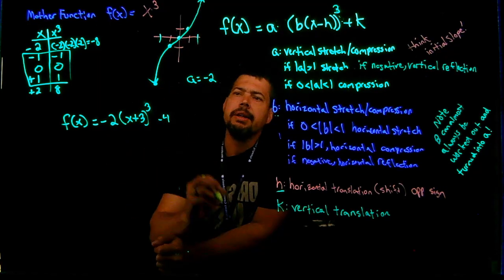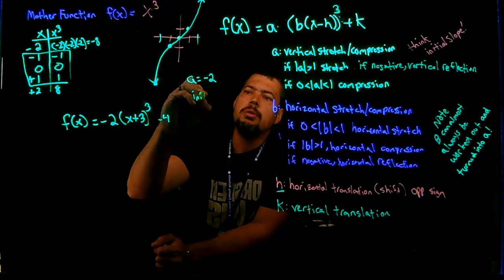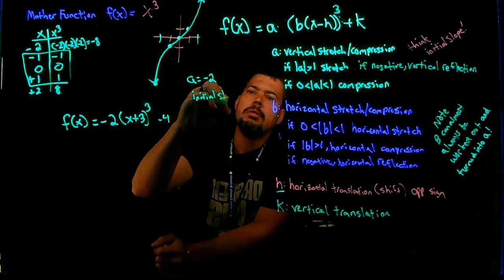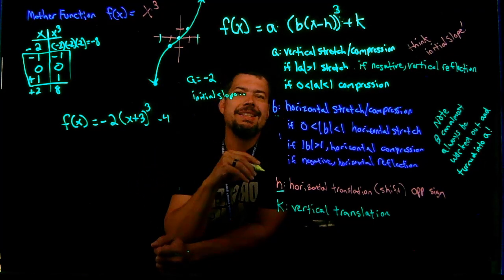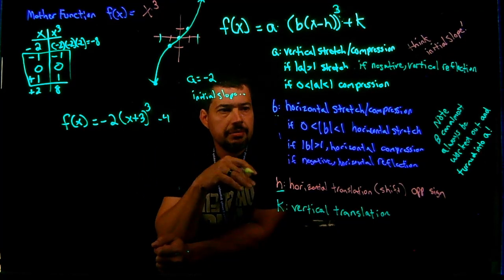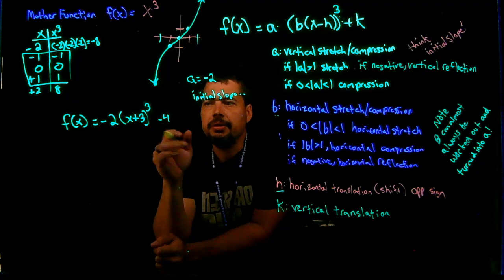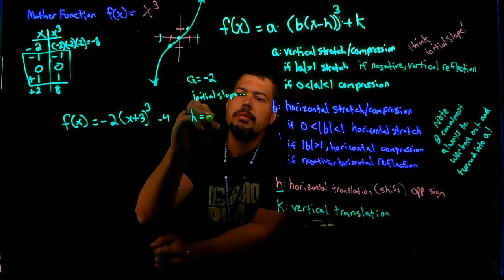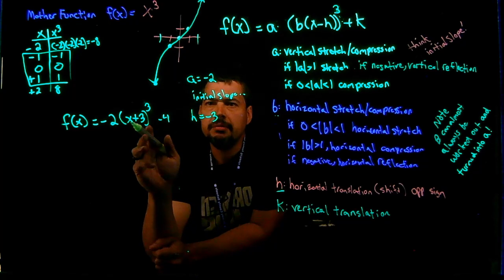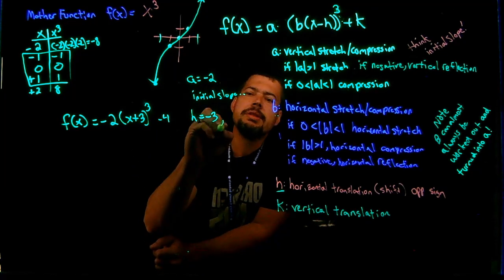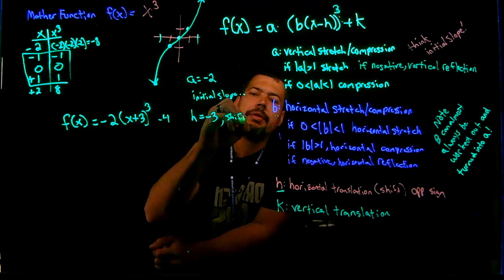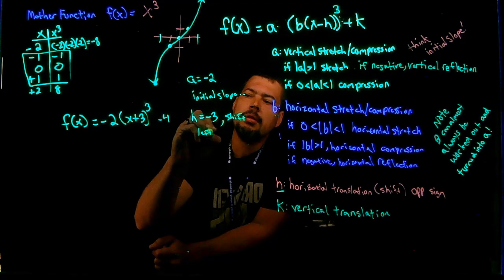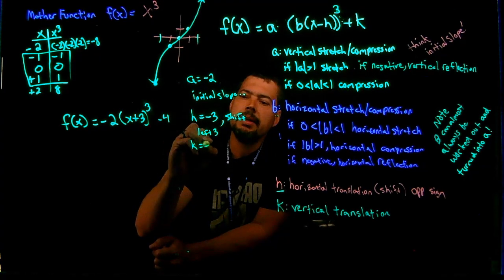Now, think of this as the initial slope. It is decreasing as it runs left to right. There is no b value. We have h being negative 3. It's always opposite. All these things are always opposite wherever we see on the inside of the parentheses. So this is a shift left 3. And we have k being negative 4.